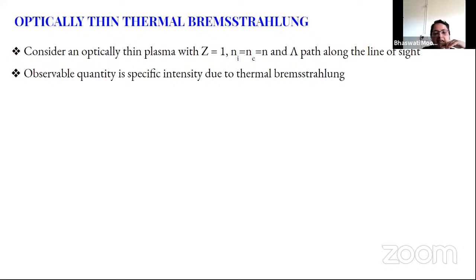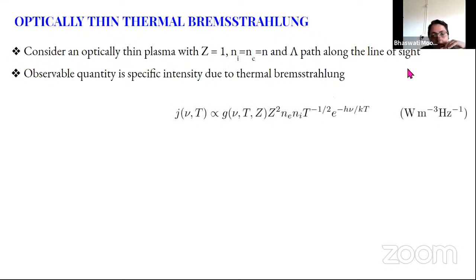So j_ν, for the process of thermal Bremsstrahlung, is the volume emissivity. If I want to go from j_ν to the specific intensity that I would observe, assuming it is optically thin, what is the assumption? It means that absorption doesn't play an important role, so the absorption coefficient can be neglected. My radiative transfer equation would then be written as dI_ν/ds equals j_ν.